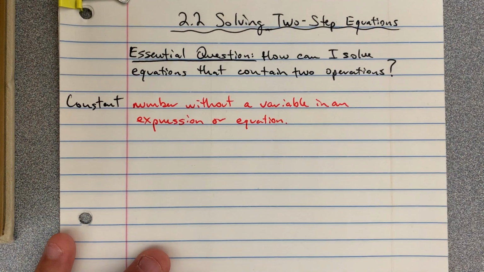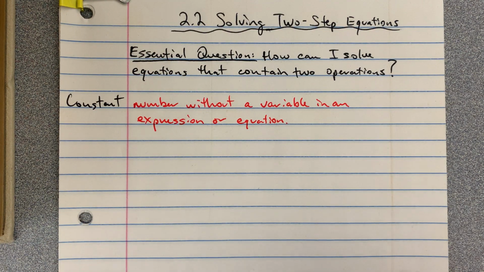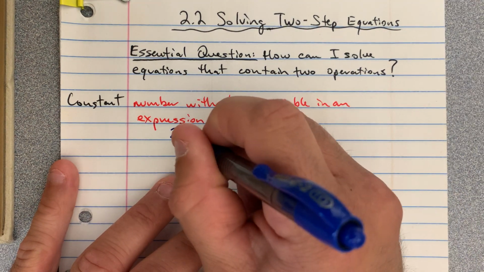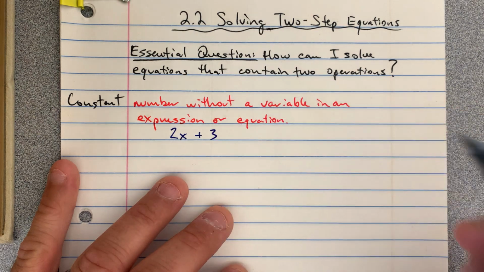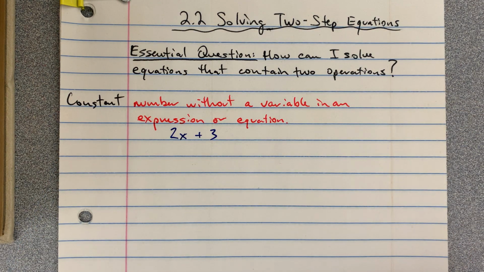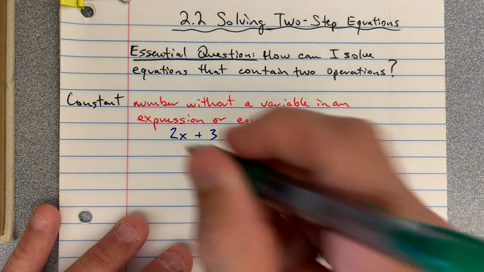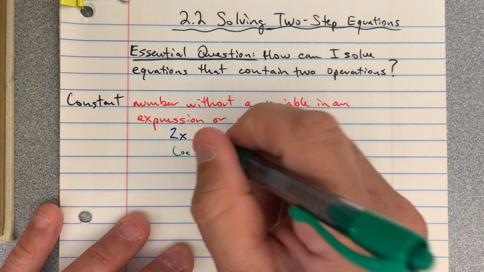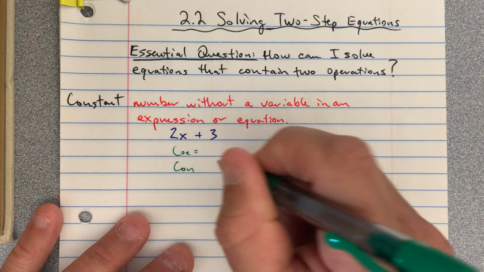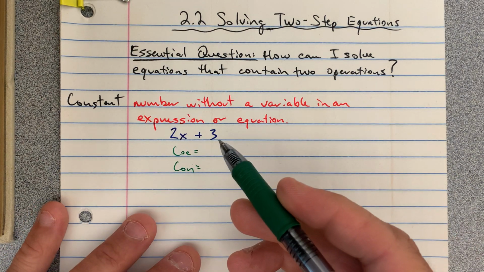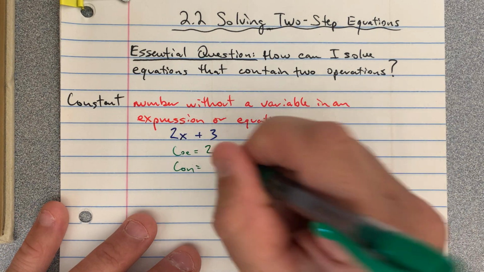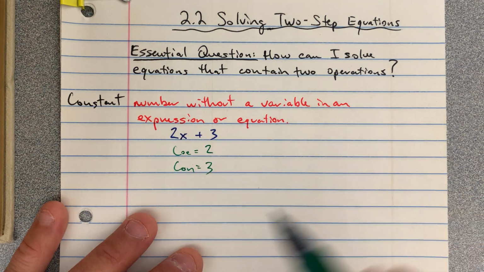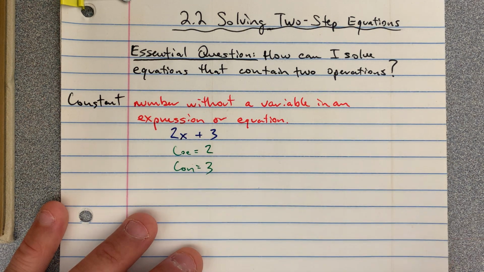All right, so to clarify, if I give you this expression, and this is an expression, not an equation, 2x plus 3, we have two parts to this and two vocabulary terms that we can use. We have our coefficient, I'll just label it as the co, and then we have a constant. The coefficient, hopefully you understand here, is 2, because that's the number in front of the variable. The constant is the 3, it's by itself.